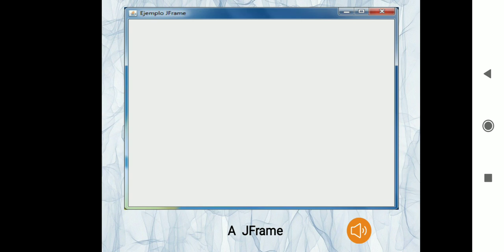The diagram shows a JFrame with maximize, minimize and close buttons at the top right corner of the frame. The title is also displayed at the top left corner of the frame, which reads Sample JFrame.